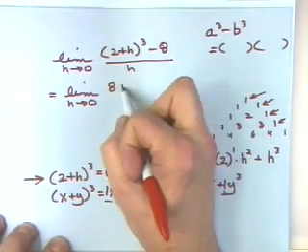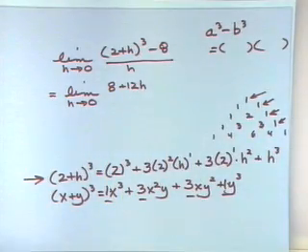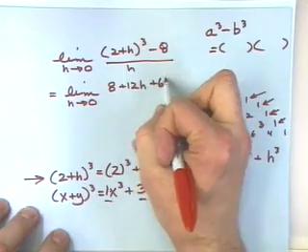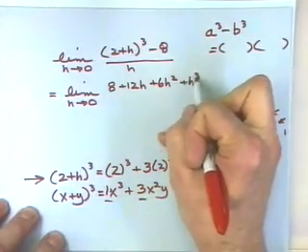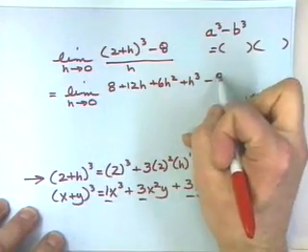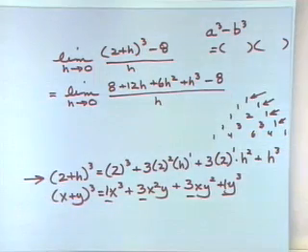What do we have here? 4, 12h. Is that right? Plus 6h squared plus h cubed. From that, we're going to subtract 8. And that's all divided by h.